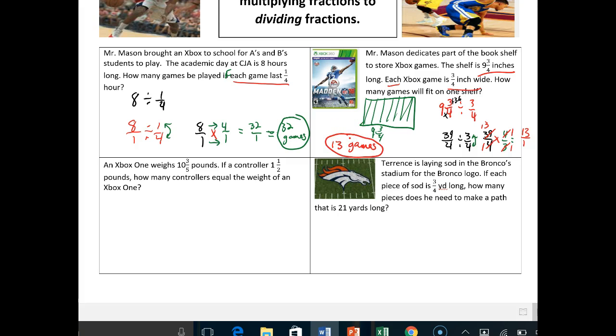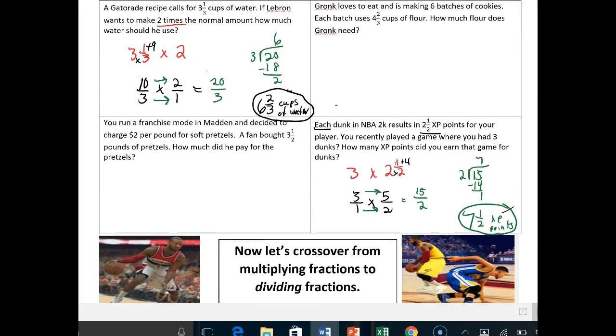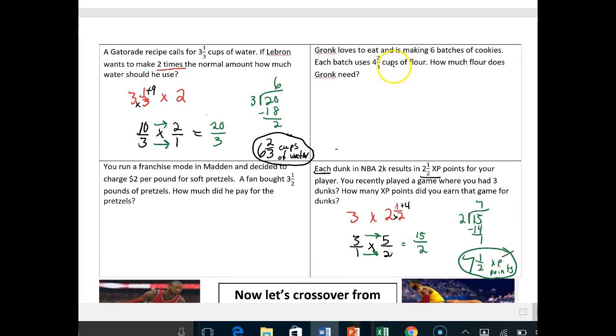All right? You guys have this one and this one to do. Those are both division problems. Work those out. Make sure mixed numbers become improper fractions. And you have these two to do, which are multiplication problems. Again, mixed numbers should become improper fractions before you try and multiply. All right? Good luck.